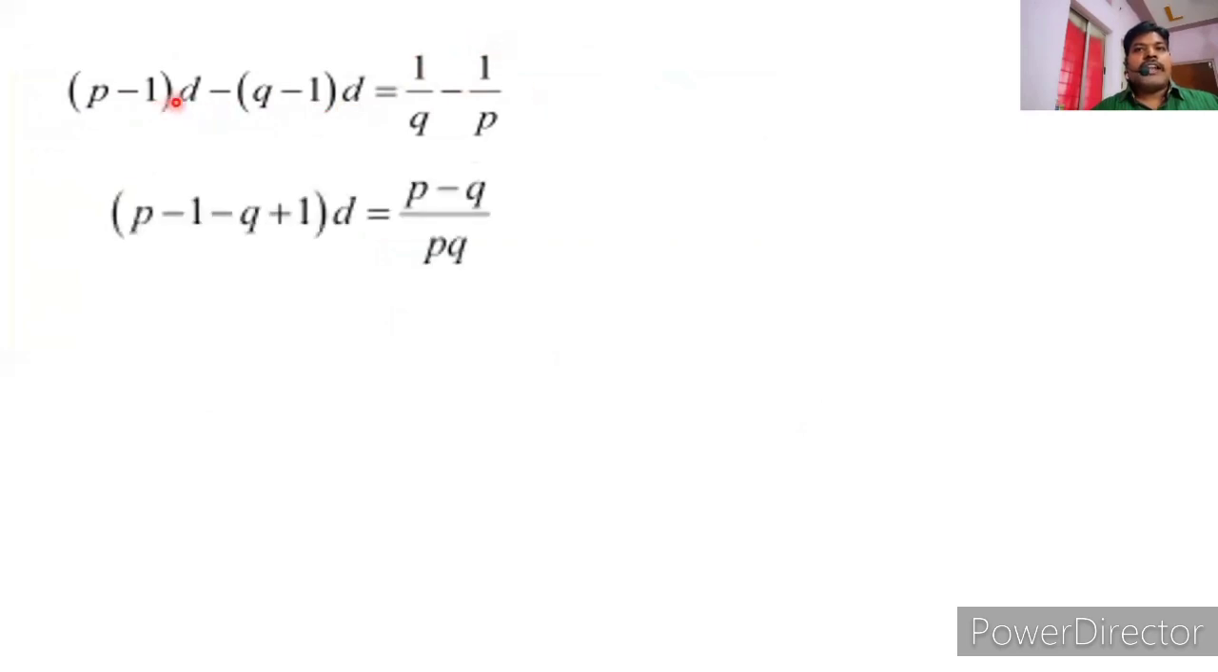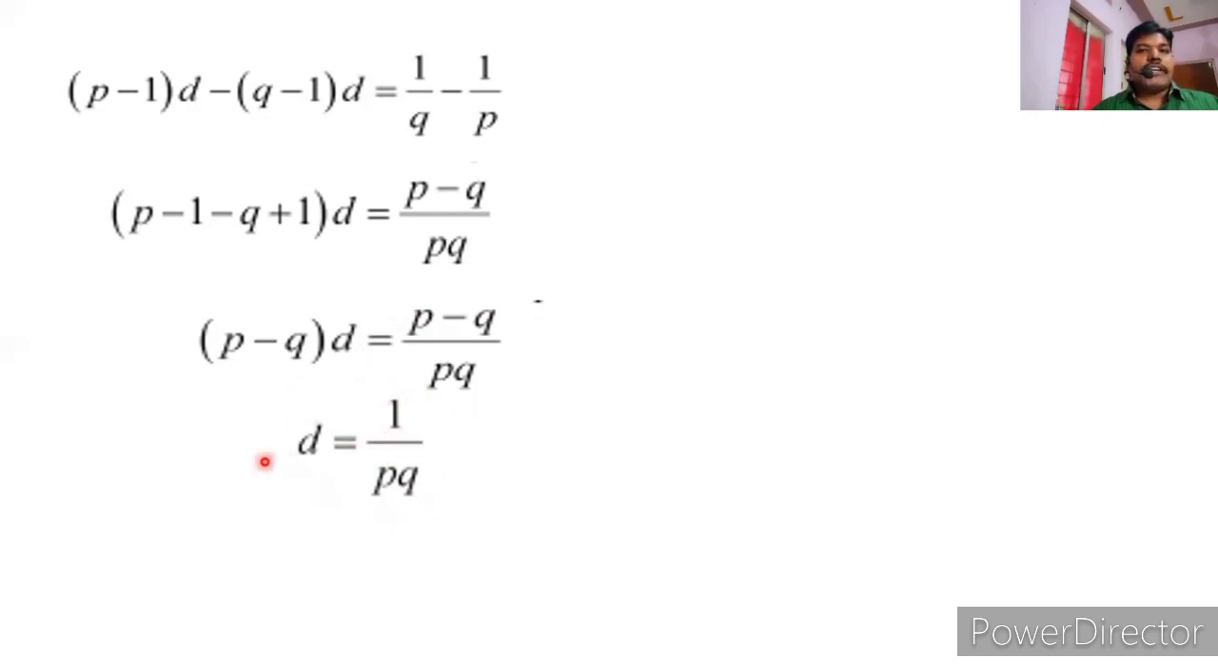What happens? Take D common from the first two terms. P minus 1 minus Q minus of minus, it will become plus 1, is equal to, take the LCM PQ, P minus Q by PQ. So here plus 1 and minus 1 will be cancelled. It will become P minus Q. So P minus Q into D is nothing but P minus Q by PQ. You can cancel the numerators. P minus Q and P minus Q will be cancelled one time. So automatically D value will become 1 by PQ.